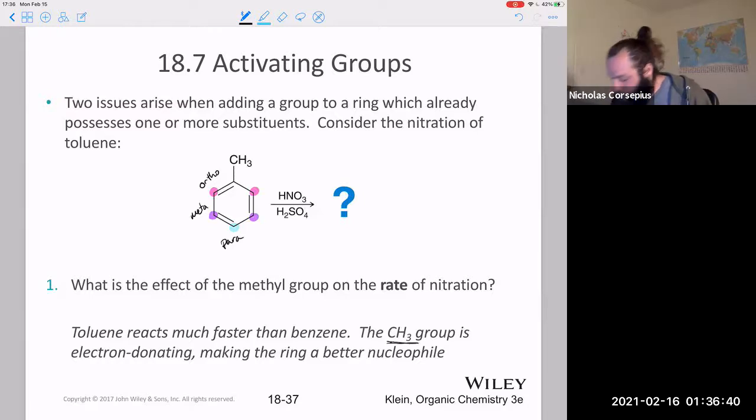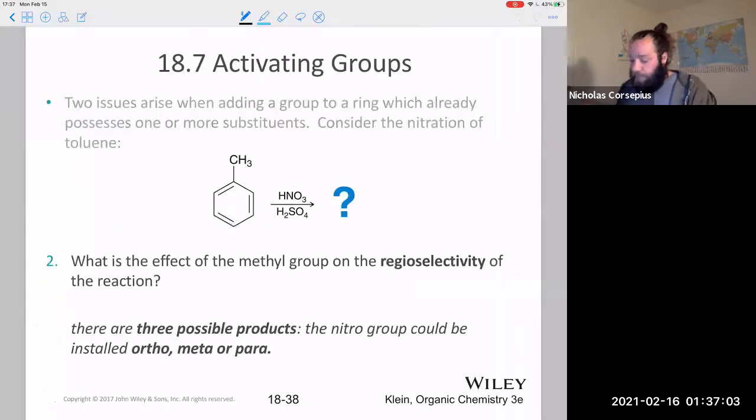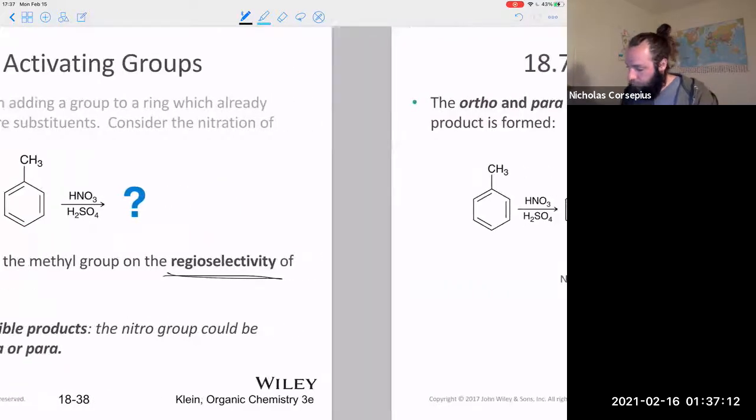The methyl group is, I don't know if I would call it electron donating in the strictest of senses, but basically it will activate the ring, and we'll see how here in a second. But nonetheless, if you want to compare reaction rates, it does react faster than benzene. And then with regard to the regioselectivity, so where does it go? The ortho, meta, or para positions. Let's just take a look at the reaction results that we would get.